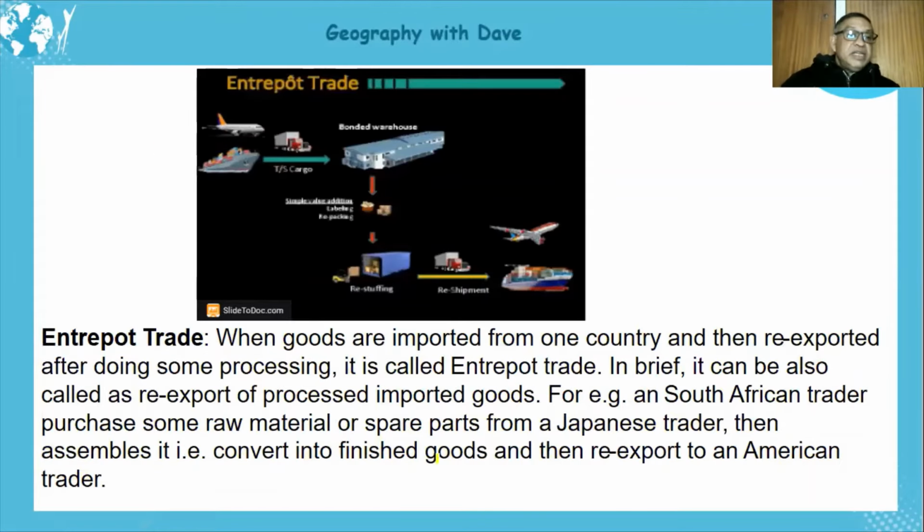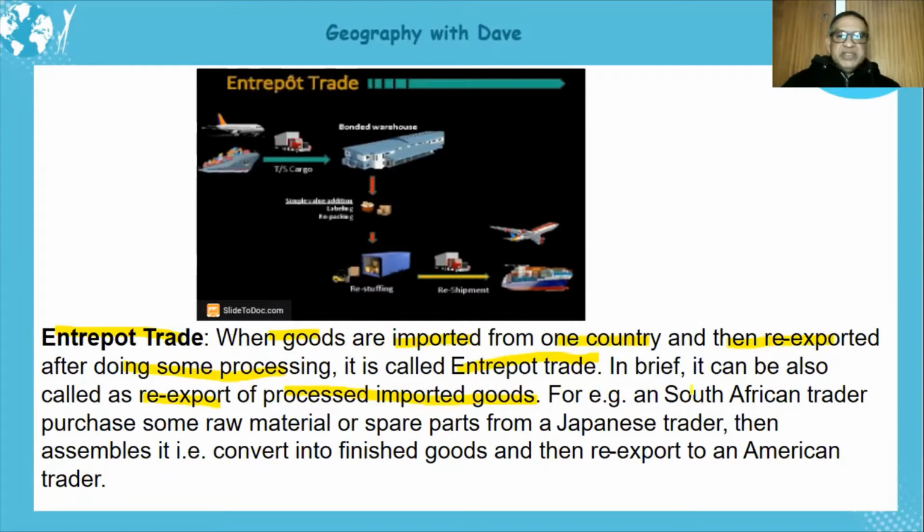Then you get Entrepot Trade. When goods are imported from one country and then re-exported after doing some processing. And this is called Entrepot Trade. It's international trade also. It's also called re-export. Learners, I'll talk a little more with the example of processed imported goods. Let's take an example to make sense of this.